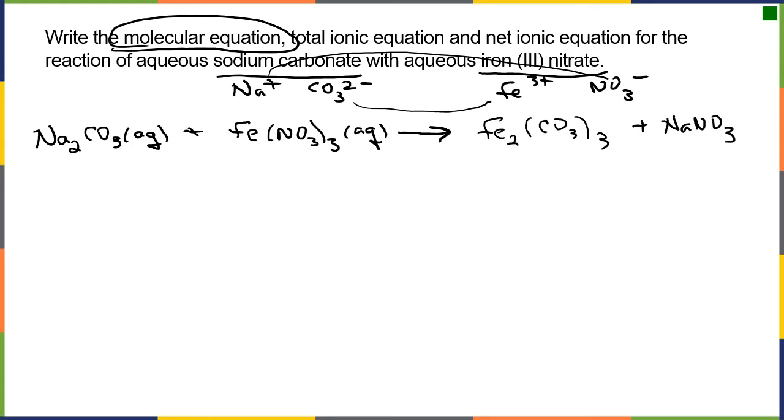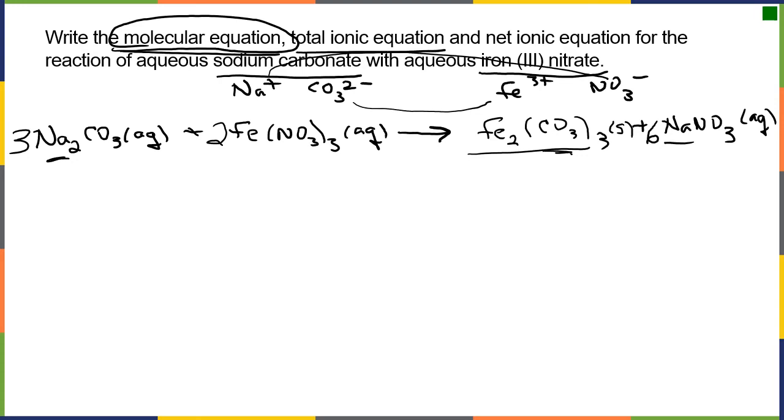Looking at the solubility rules, we know all group 1 compounds are soluble, so sodium is always going to be soluble, so we put an aqueous there. We know that carbonates tend to be insoluble, so this is going to be a solid, an (s). Now we balance it. We start here. It's the most complicated molecule. 2 irons, 3 carbonates, 3 carbonates. When we look at this now, we're going to have 6 sodiums and 6 nitrates. So that's going to give us a 6 right there. And that is the molecular equation.